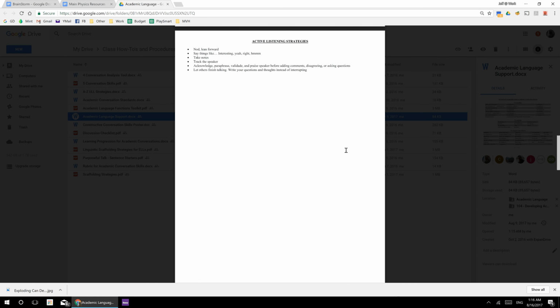Once the speaker is done, acknowledge what the speaker said, praise something about what the speaker said, paraphrase what they said, validate, which is basically saying like good job, and then add your comments, even if you're disagreeing, or ask questions, or expand on what the person said. That is the best way to keep the conversation going.